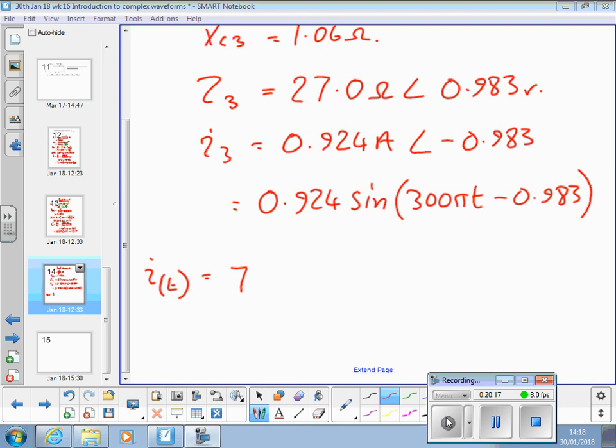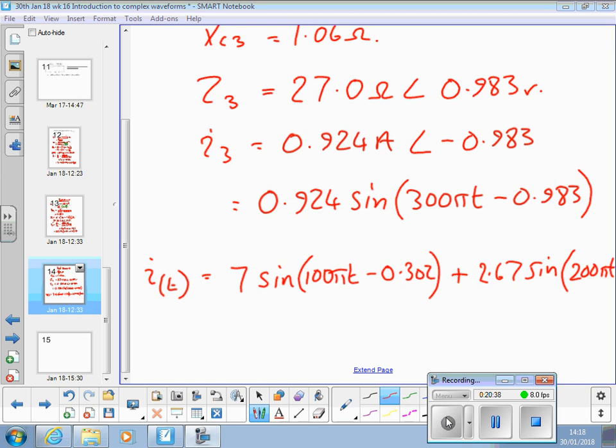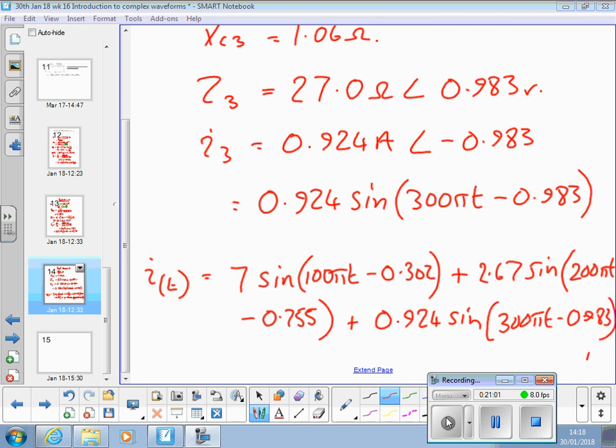7, wasn't it? Sine 100 pi t plus 2.67 sine 200 pi t plus 0.924 sine, amperes. Mustn't forget the amperes on the end. Alright?